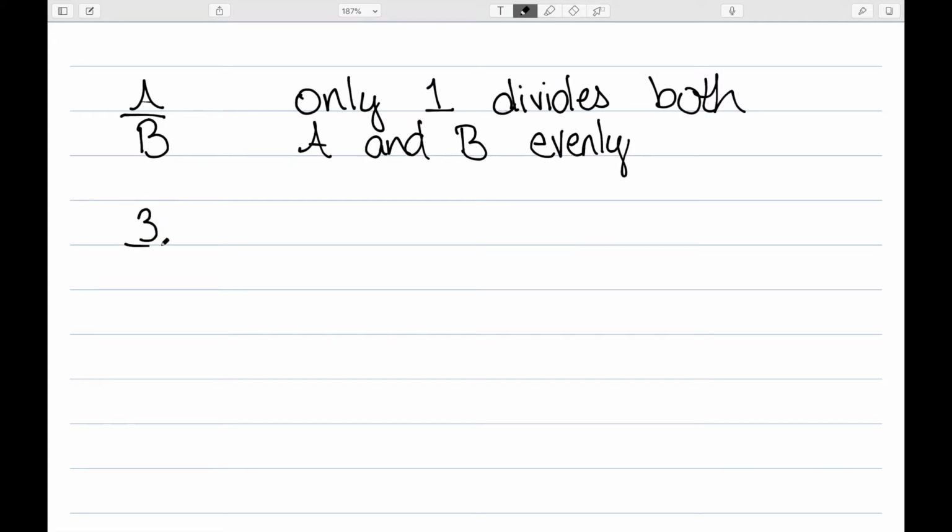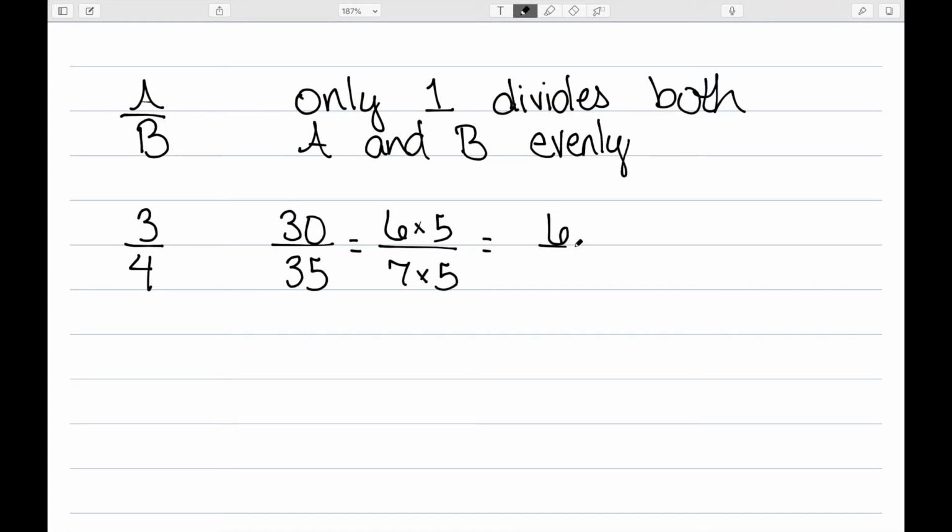As an example, 3/4 is in simplest form since there's no whole number that divides both 3 and 4 other than 1. On the other hand, 30 over 35 is not in simplest form since I can divide both of them by 5. I can write the top as 6 times 5 and the bottom as 7 times 5. And we know this is equivalent to 6 over 7. This equation is the reverse of the equation that we looked at in the previous video, going the other direction.